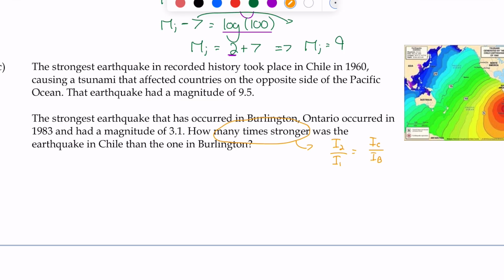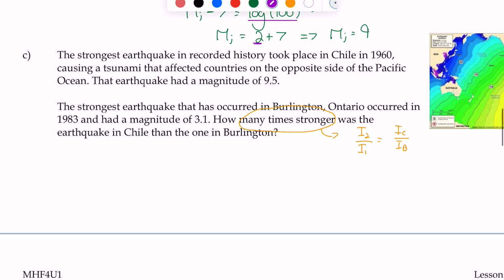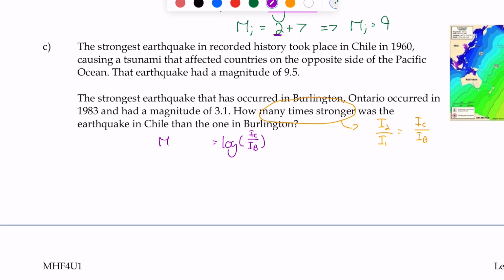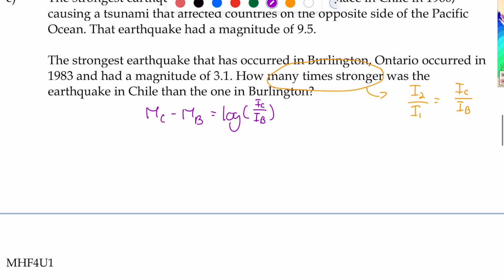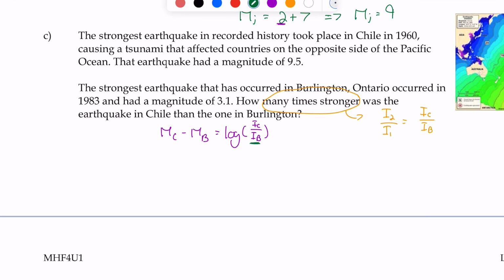Let's call it IB. So if I set up my formula, I have log I2, so I2 in this case would be the intensity of Chile, over the intensity in Burlington. Well, that means I need to know the magnitude of Chile minus the magnitude of Burlington. And so we're going to be solving for this. The problem is saying solve for this ratio right here. It gave us what MC and MB were. So the magnitude in Chile, this was MC, being 9.5. And the magnitude in Burlington was right here, 3.1.